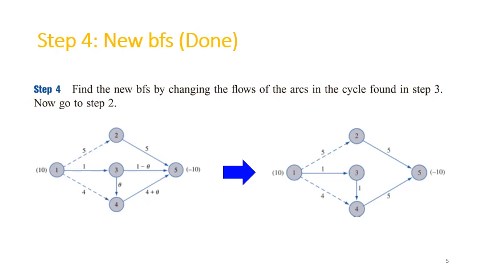Now in step 4, we simply implement what we've got in step 3. In step 3, we got theta equals 1. So here x34 goes from nothing to become 1. And then the consequence, 4 to 5, from 4 becomes 4 plus 1 equals 5. And then another consequence, from 3 to 5, 1 minus theta, theta equals 1, so now it becomes nothing. So there's no flow from 3 to 5. So that's the end of step 4. And then step 4 says we need to go back to step 2. So let's do it.